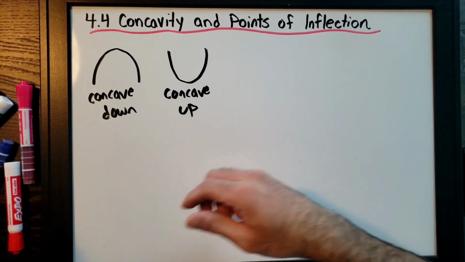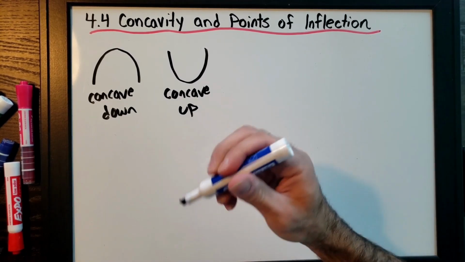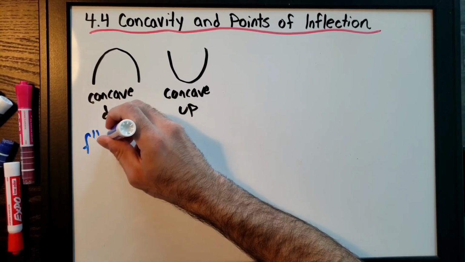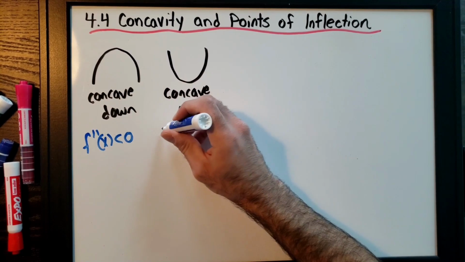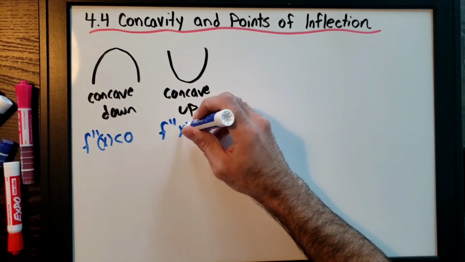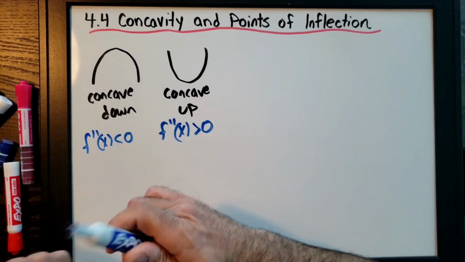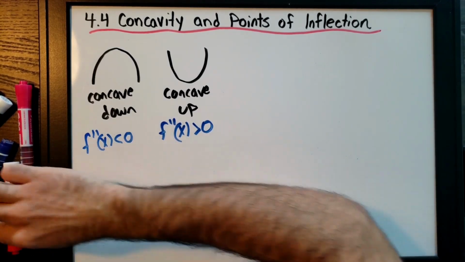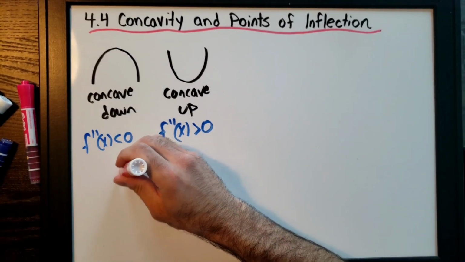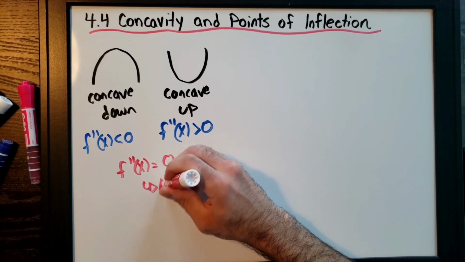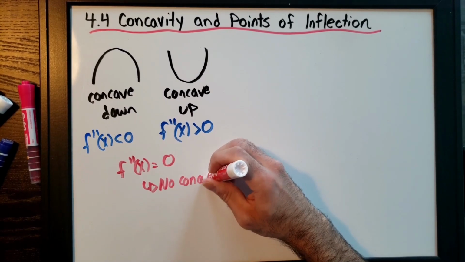Okay, but in calculus, we're going to relate it to the second derivative. So when something is concave down, we say that the second derivative is less than 0. And when it's opening up or concave up, we know the second derivative is greater than 0. Okay, and also something to remember is if the second derivative equals 0, we have no concavity.